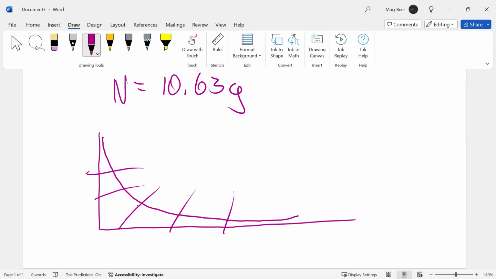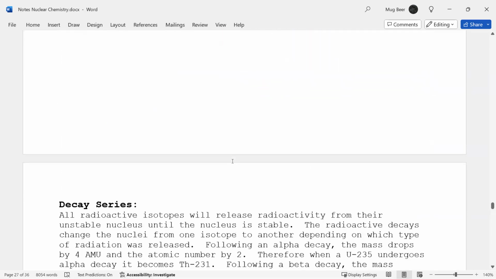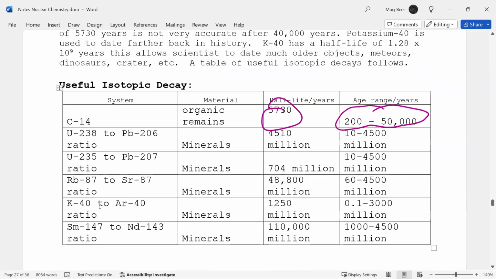So if we wait long enough, it won't work anymore. So carbon-14 dating, we can't use carbon-14 dating on a T-Rex bone. Why? Humans and T-Rexes weren't around at the same time. Humans went around for 1 million-ish years. These things are much older than that. So how do I figure out how old a T-Rex bone is? I would use a different ratio, like this potassium ratio.